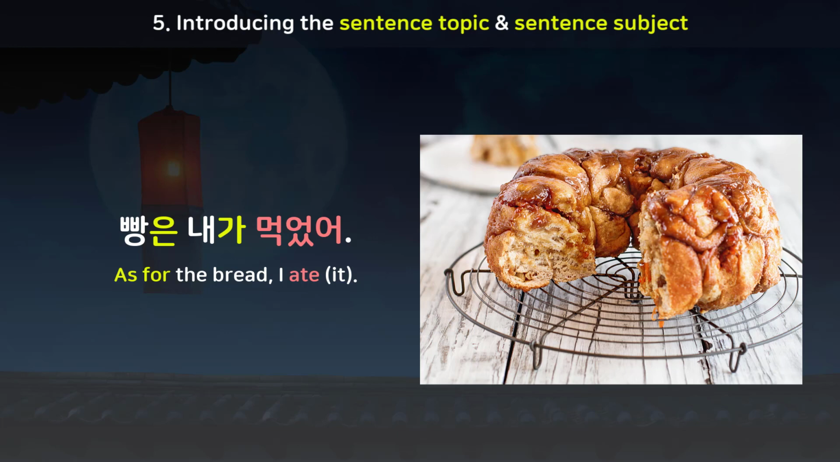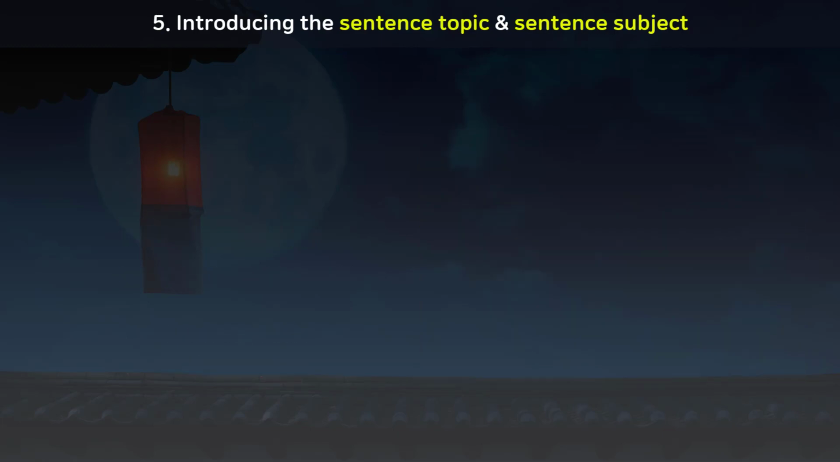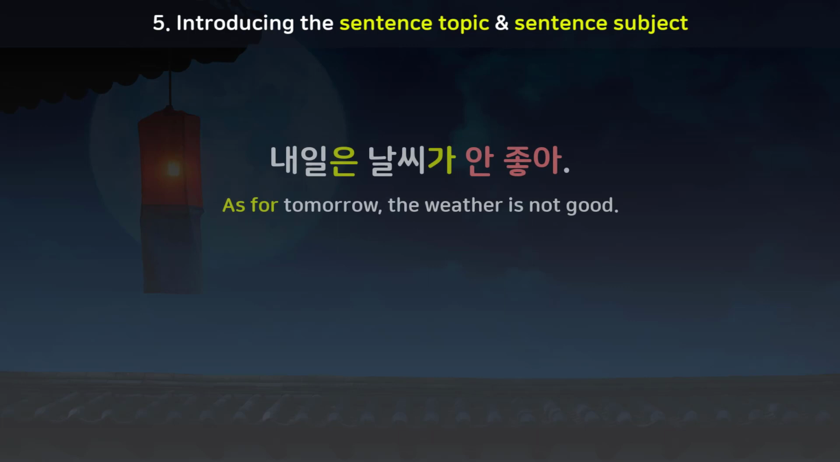In English, we would just say I ate the bread. And in Korean, we can also say 내가 빵을 먹었어 and use 빵 as the object of the verb. But in Korean, we can also say the same sentence by having 빵 as the sentence topic rather than as the object of the verb. So it's just another way of saying the same sentence. Let's take a look at two more example sentences.